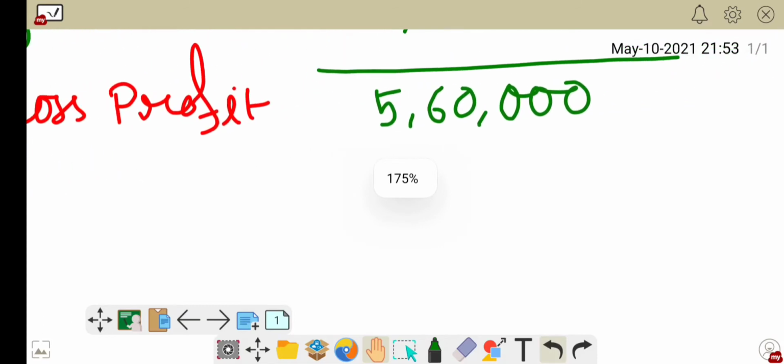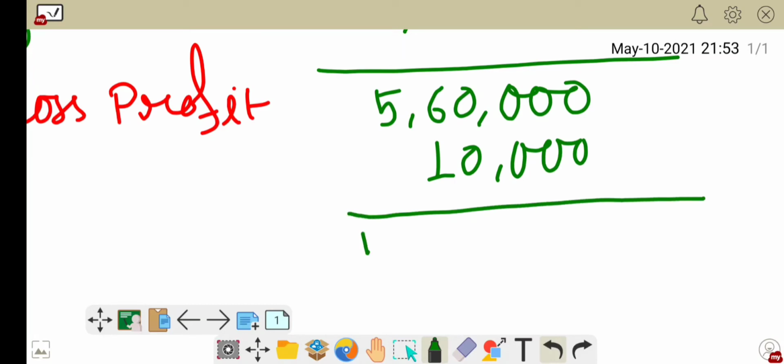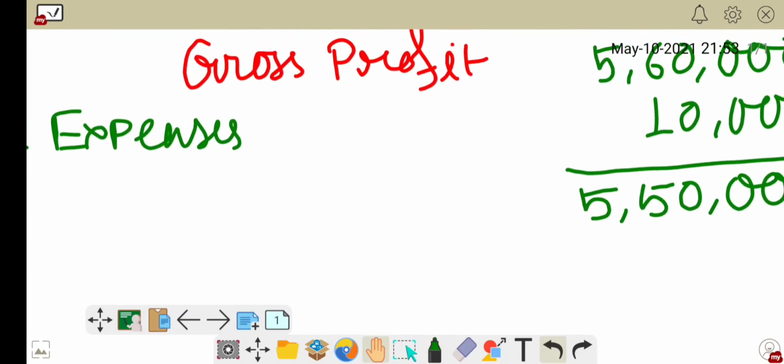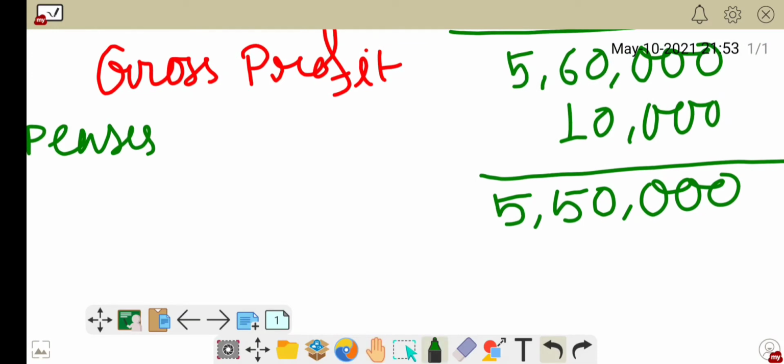So we'll deduct that amount, 10,000. That is 5,50,000. As in the format given in our previous video, this 5,50,000 is named EBIT, or earning before interest and tax.